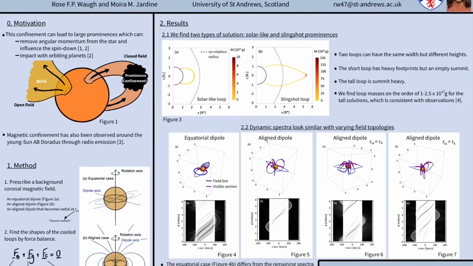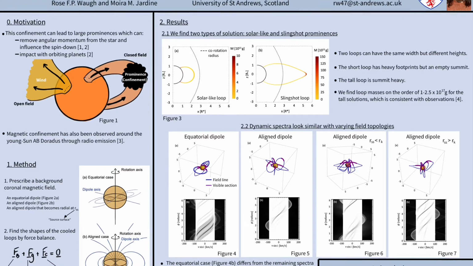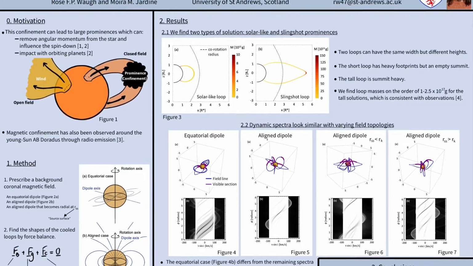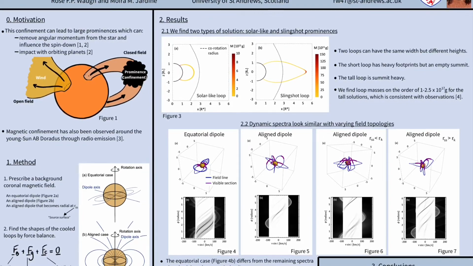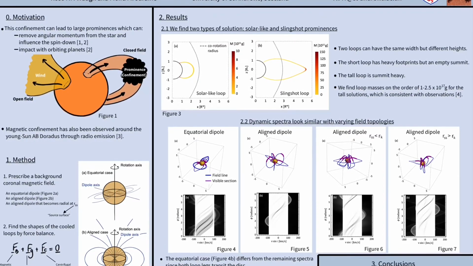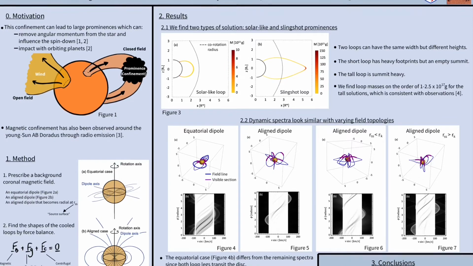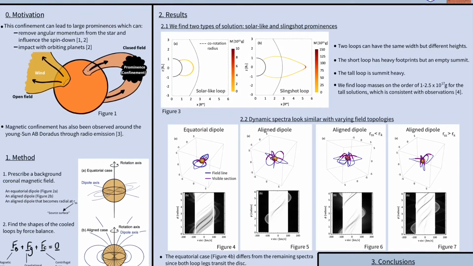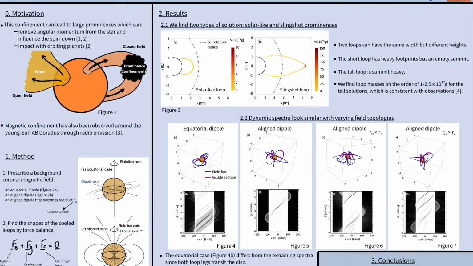And we find that there are two types of loop: the solar-like ones close to the surface with empty summits and dense foot points, and the tall slingshot loops with very dense summits. And these form above the co-rotation radius, where the centrifugal and gravitational forces balance out.